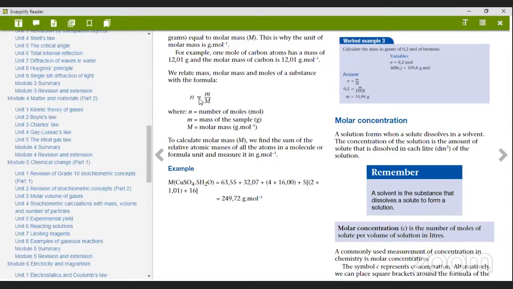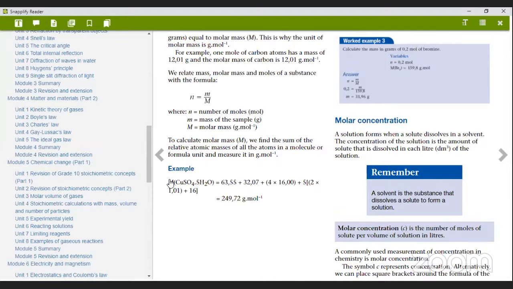So with here, in order to find the molar mass, you multiply this one, which is the number of moles, by the mass of the sample. Do you guys understand me? To calculate the molar mass, you find the sum of relative atomic masses of the atoms and measure it in grams per mole. So here's an example.